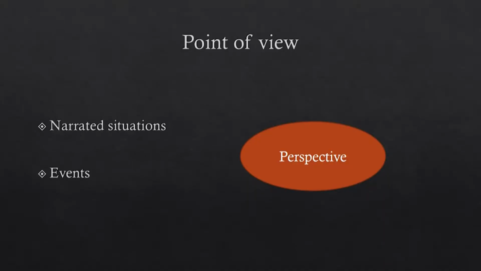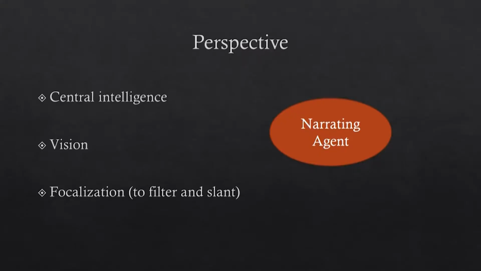Now, a point of view is more or less the perspective through which we get the story from the narrator. So, it's a particular perspective through which situations and events are narrated, described, given to the reader. And we can call this narrator a narrating agent as well, somebody who has the central intelligence, central information about the things that happen in the story world.